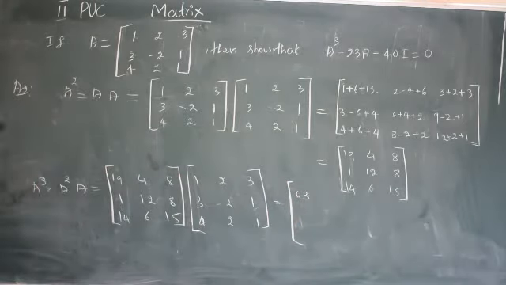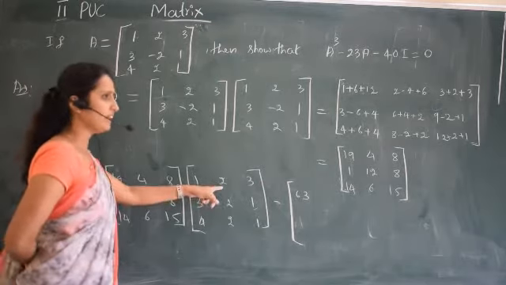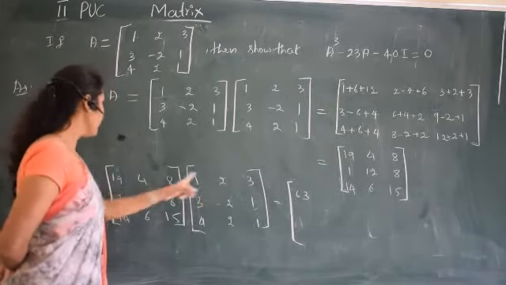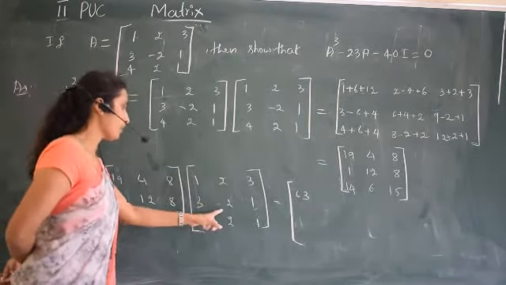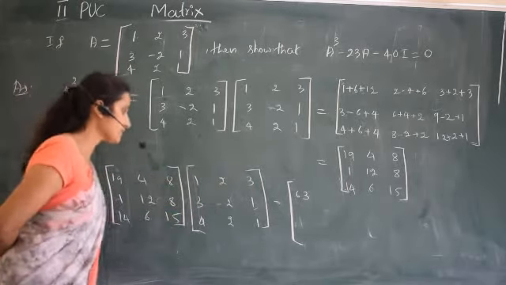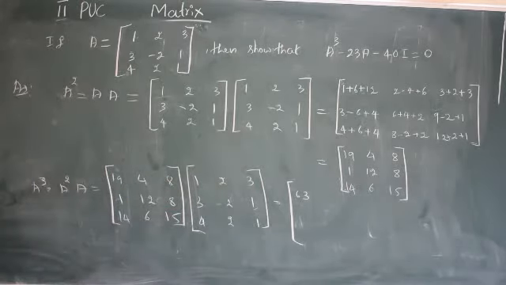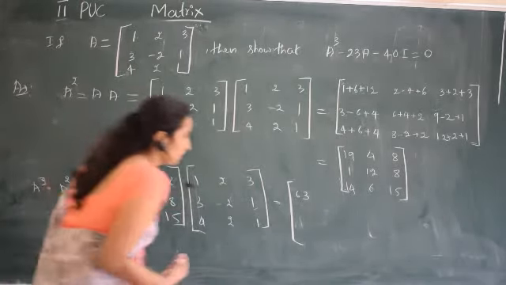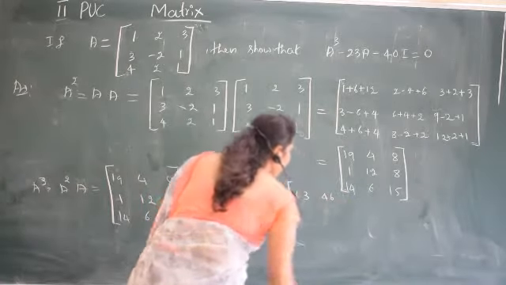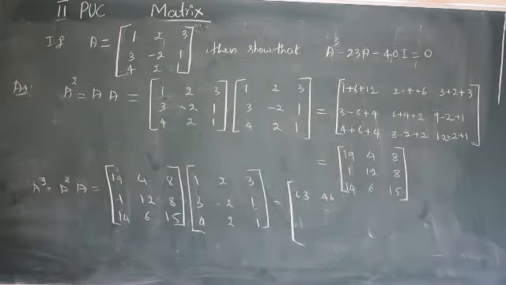Next one is 19 into 2 is 38. Then 4 into minus 2 is minus 8. 8 into 2 is 16. So we get the answer as 46. Next element is 19 into 3 is 57. Then 4 into 1 is 4. 8 into 1 is 8. So it is 69.